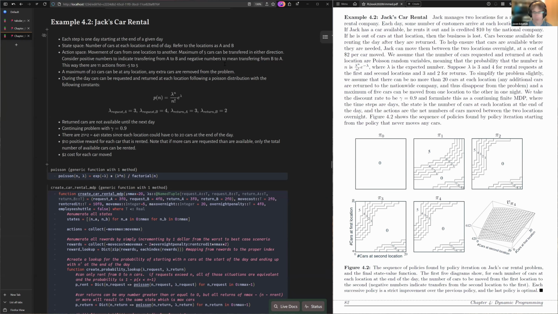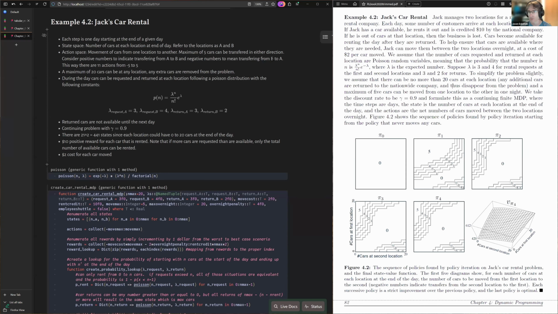This problem is stepped, where each step is a full day. The state space is the number of cars at each location at the end of the day, at locations A and B. The action space is how many cars we can move. We're also limited in how many we can move, so we can move a maximum of 5 cars in either direction. The action space is defined as -5 to 5, where -5 means transferring 5 cars from B to A, and 5 would mean transferring 5 cars from A to B. So there are a maximum of 11 actions.